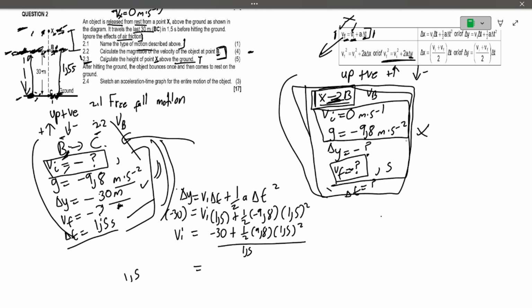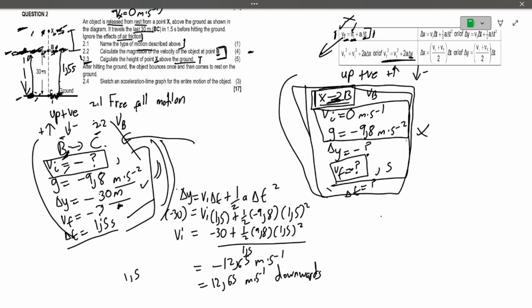The reason I didn't press the calculator in the middle is that I like to first write down everything, and then press the calculator when I'm done, because I will get rounded-off answers otherwise, and my answer is going to be off. And then this is it. This negative just means downwards, so it's 12.65 meters per second downwards, because up is positive.